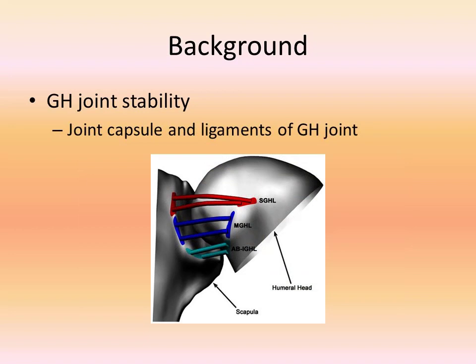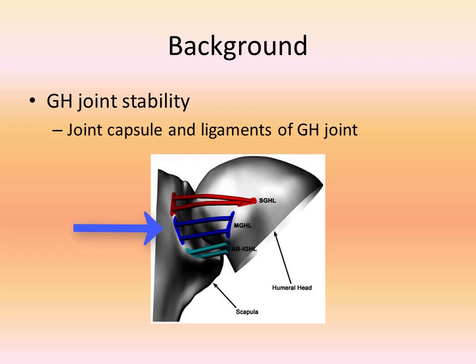Additionally, you have joint capsule and ligaments of the glenohumeral joint. The superior glenohumeral ligament extends from the anterior posterior edge of the glenoid to the top of the lesser tuberosity. Along with the coracohumeral ligament, it limits inferior translation of the humerus and external rotation of the adducted shoulder, as well as posterior translation of the flexed, adducted, and internally rotated shoulder.